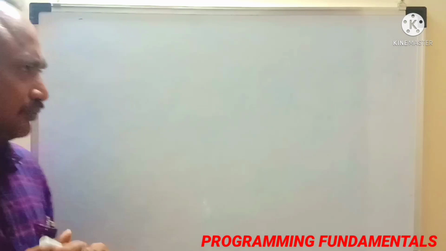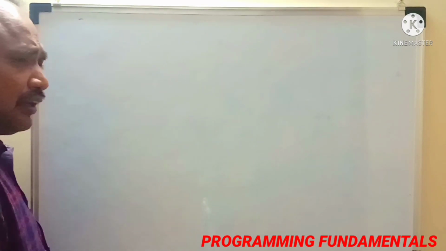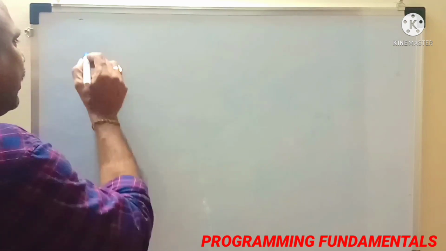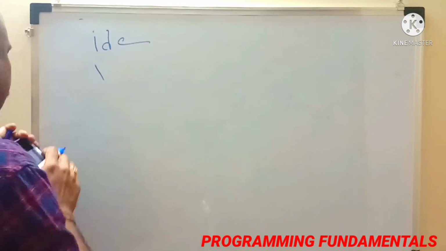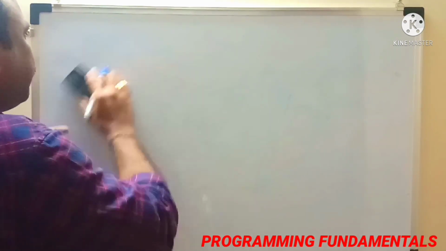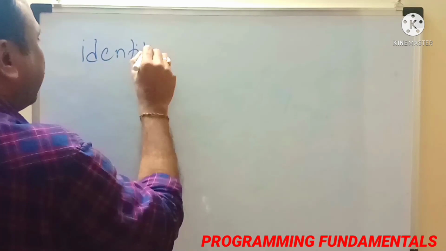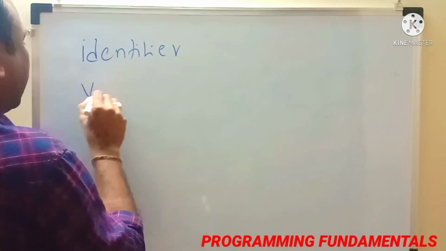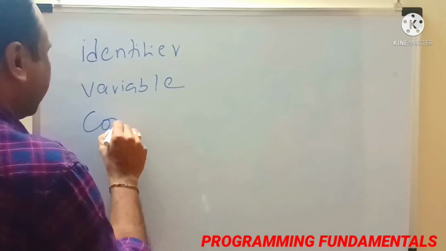Okay, listen. First of all, before writing a program, most of you will get confused. Sir, what is an identifier? What is a variable? What is a constant? Don't worry. Okay, it is very easy. Identifier, what is a variable, and what is a constant.